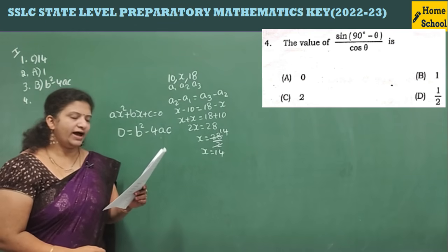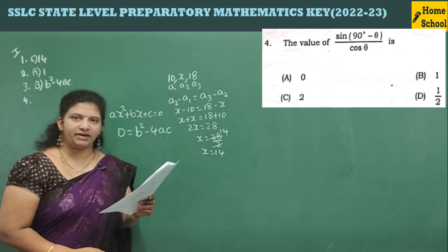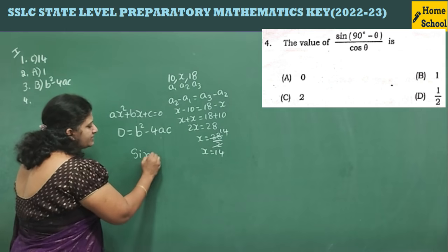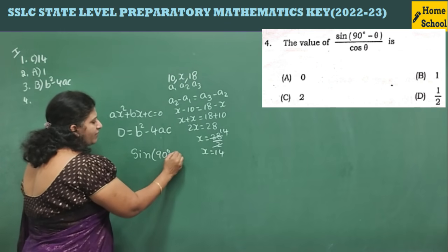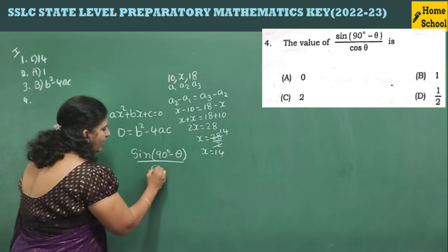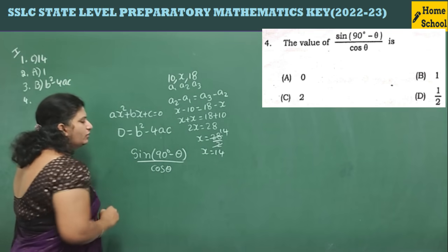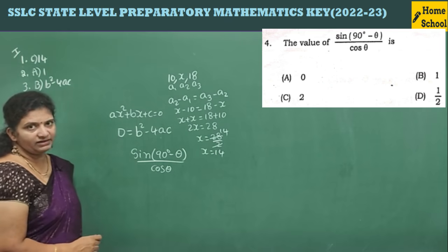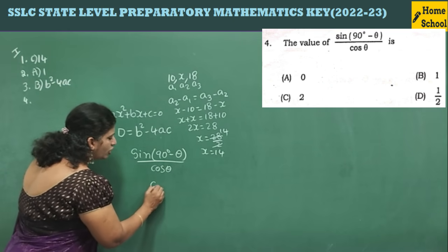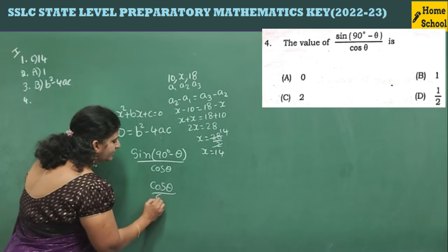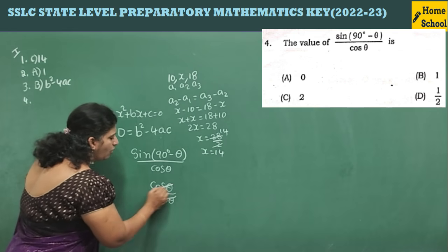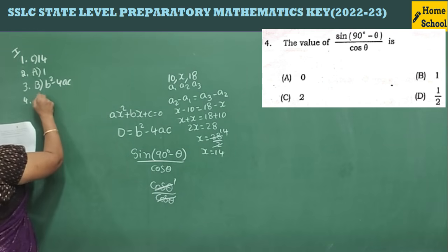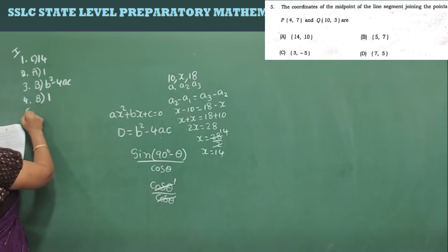Fourth one, the value of sin(90 degree minus theta) by cos theta. We know sin(90 minus theta), complementary angle, sin(90 minus theta) is cos theta. Cos theta by cos theta, it will be 1. Search for the option. Option B, 1.